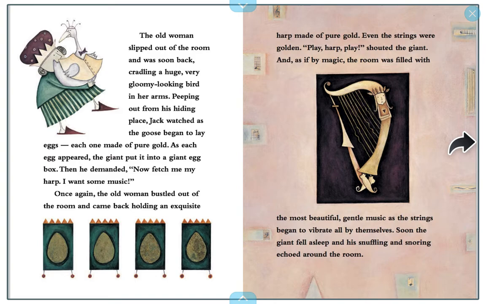Once again, the old woman bustled out of the room and came back holding an exquisite harp made of pure gold. Even the strings were golden. "Play, harp, play!" shouted the giant. And, as if by magic, the room was filled with the most beautiful, gentle music as the strings began to vibrate all by themselves. Soon, the giant fell asleep, and his snuffling and snorting echoed around the room.